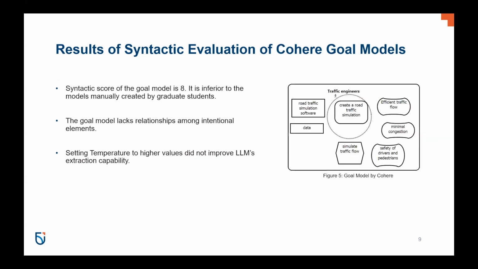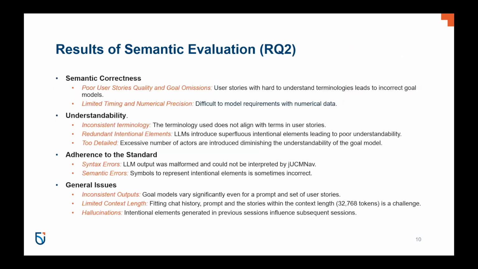Coming to the Cohere model, the GRL model generated by the Cohere is very poor when compared to the GPT-4 and the Llama. It is even worse than the manually generated goal models. So therefore, we do not recommend Cohere to be used for extracting intentional elements and interconnections for the user stories.